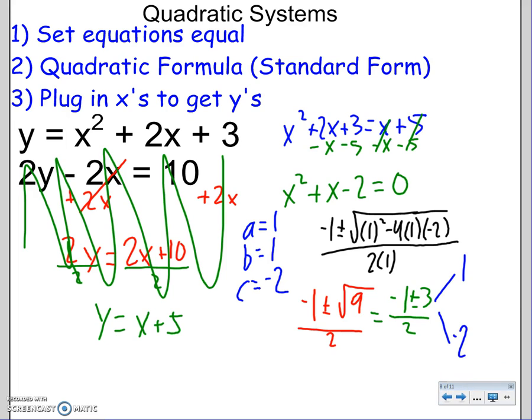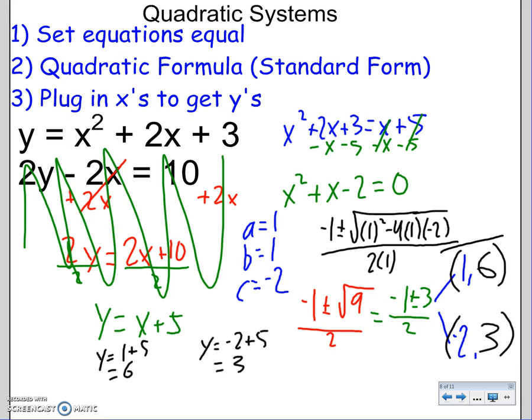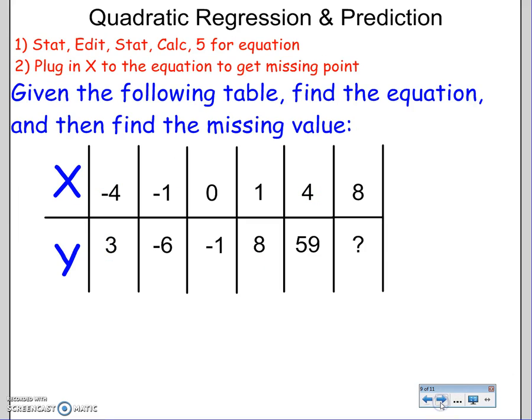Now, for a system, you must plug those x's back in to get your y. I will use the bottom equation because it's easier. So here, if I plug 1 in, 1 plus 5, that's 6. So 1 comma 6 is my first answer. Then I do the second one, y equals negative 2 plus 5. I get 3. So negative 2 comma 3 is my second answer. Two different answers, again, because the discriminant is positive. Now you can check by graphing it and see that the U will cross the line twice, or vice versa, the line crosses the U twice.